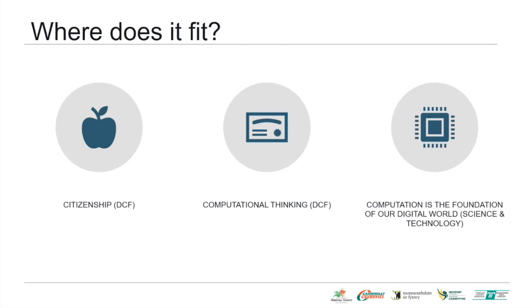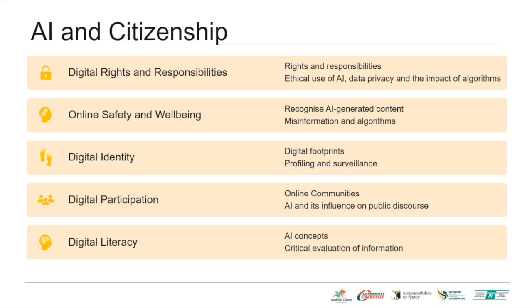Whilst it's not specifically written into the curriculum, you will probably find lots of links between AI in the citizenship strand of the DCF, within the computational thinking strand of DCF, and also as part of the Statement of What Matters 6 in Science and Technology, where we talk about computer science and computation being the foundation of our digital world. But if we think about AI and citizenship, there's a huge amount of links between AI, and as you can see, the strands there.